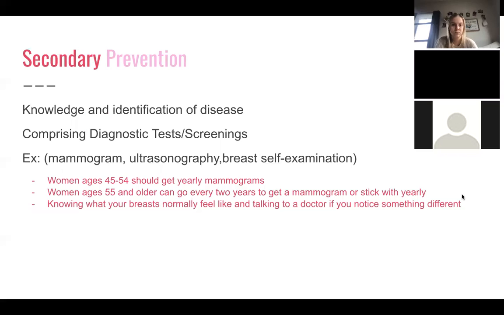Okay, so secondary prevention would be knowledge and identification of disease. Diagnostic testing and screening is a really good resource to use. Examples of that would be a mammogram, an ultrasonography, and then a breast examination, which is basically just you feeling your breast to see if you notice any lumps or anything out of the ordinary, and then contacting a doctor if you do. Women ages 45 through 54 should get yearly mammograms. Women ages 55 and older can go every 2 years or stick with yearly if that's what they prefer. And just know what your breasts normally feel like and talk to your doctor if you notice something different.